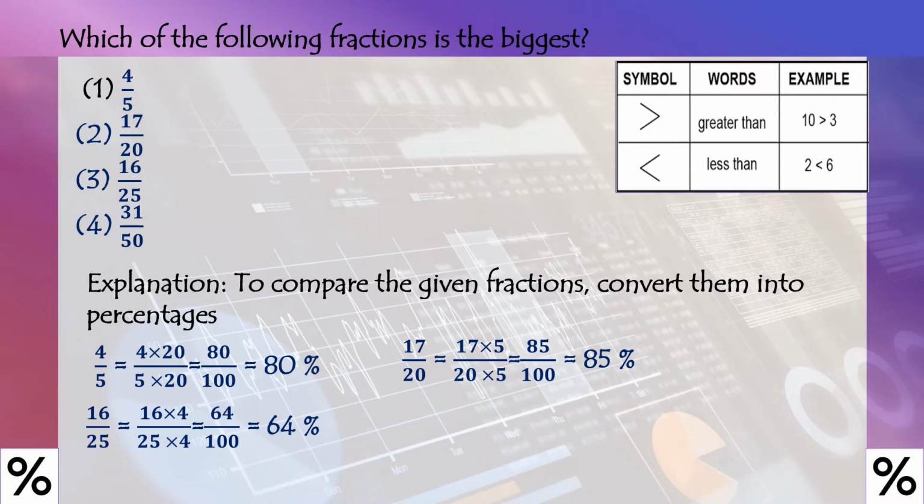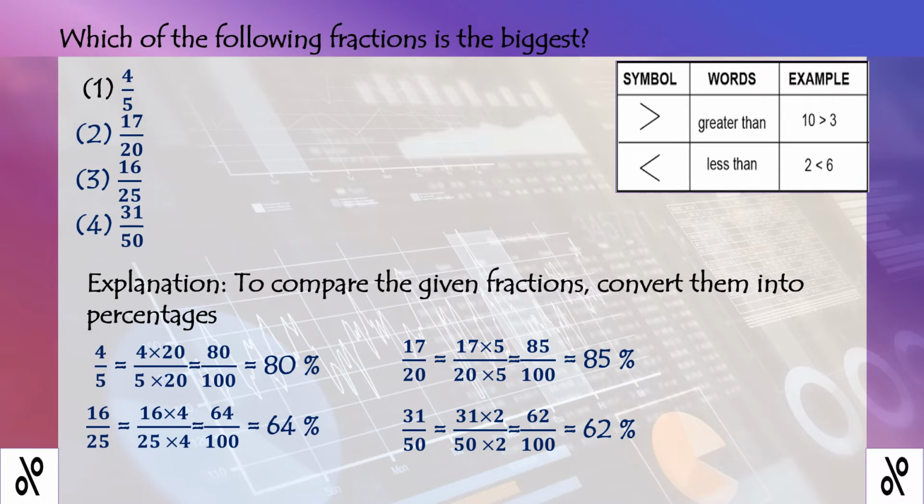16 upon 25, 16 into 4 divided by 25 into 4. Now 25 is in the denominator, you multiply it by 4, you will get 100. Now remember few numbers like 5 है तो it will be multiplied by 20, अगर 20 है तो it will be multiplied by 5, if there is 25 it will be multiplied by 4 to get a 100. ठीक है. Next is 31 upon 50, 50 into 2 gives you 100, so denominator में 2 है तो numerator में भी 2 multiply होगा. 31 into 2, it gives you 62 upon 100, which is 62%.